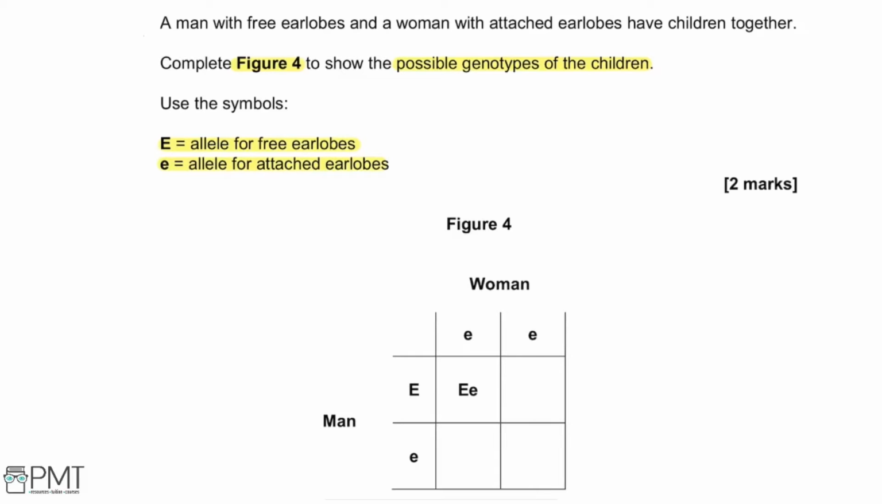So what you have to do is fill in the letters that correspond with the allele of the man and the allele of the woman. So the top right box we get a capital E from the man and a lowercase e from the woman. And then the lower 2 boxes we get a small e from the woman and a small e from the man in both cases.